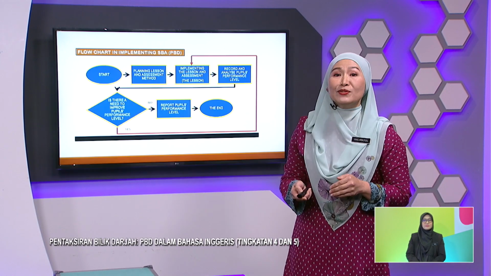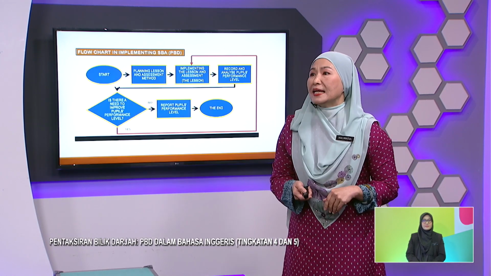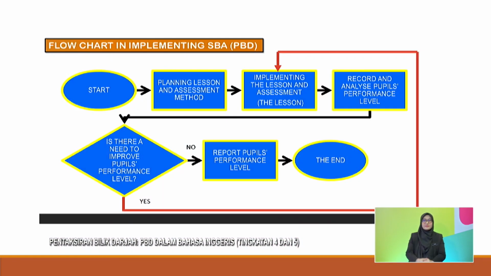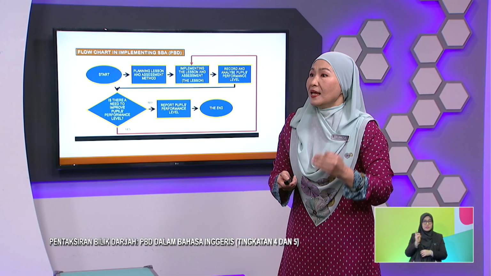So let's move on to the first slide. A flow chart in implementing your PBD or SBA in English. You plan a lesson and an assessment method. You implement it, which is carrying out the lesson itself. And you record your pupils' performance level. Then you check and see, is there a need to improve their performance level? If yes, then you have to redo it again, as you can see on the chart. If your pupil has achieved your target, then it's okay. Report it and you move on.